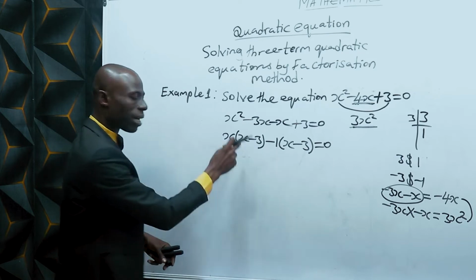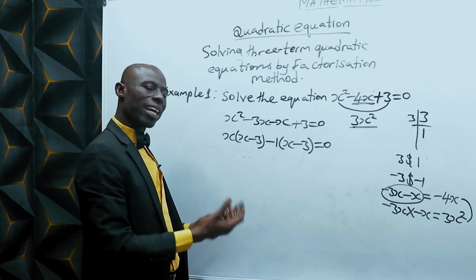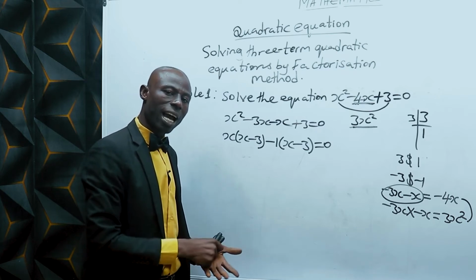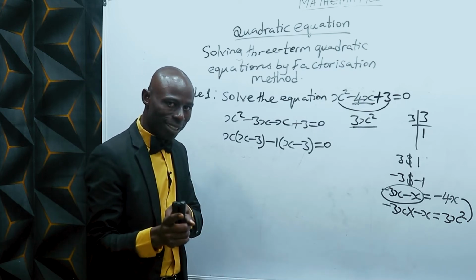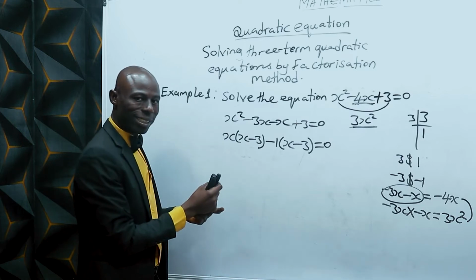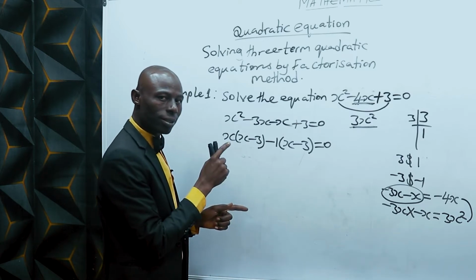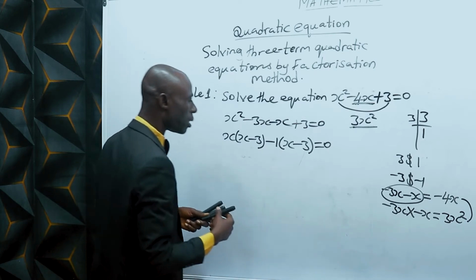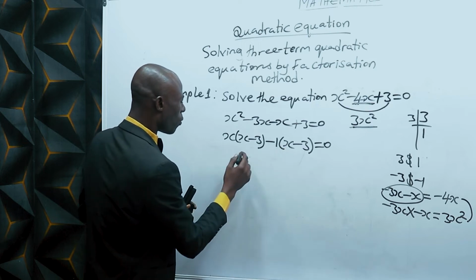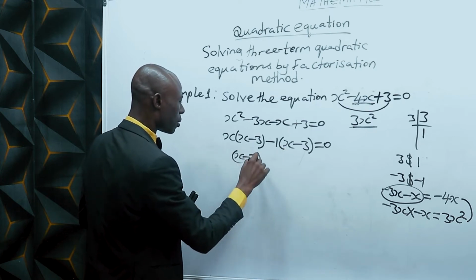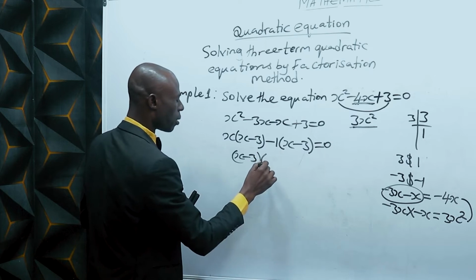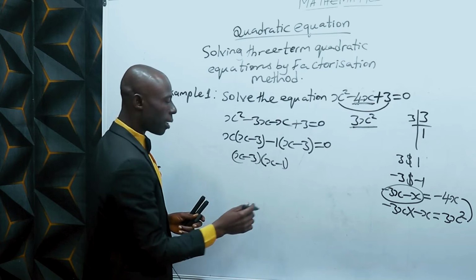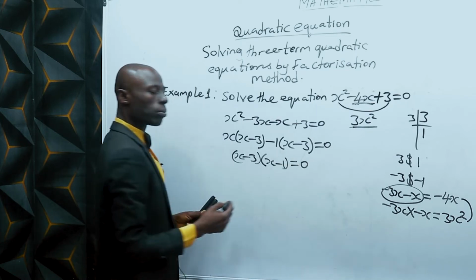Check the inside of the two brackets. You are learning this again. You have learned it under the factorization of 3-term quadratic expression. Don't forget. Now you are learning the process under the solution, under the equation. You have learned it under the expression. You are learning it under the equation. Now, x minus 3 is common to the two terms. Bring it out. Leaving x minus 1 behind, which is equal to 0.